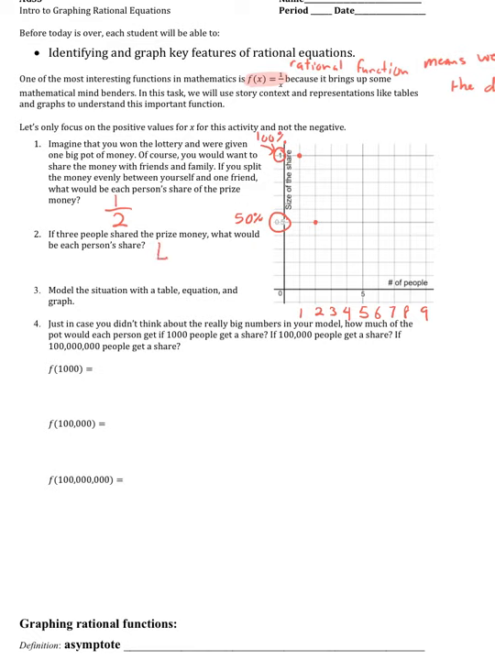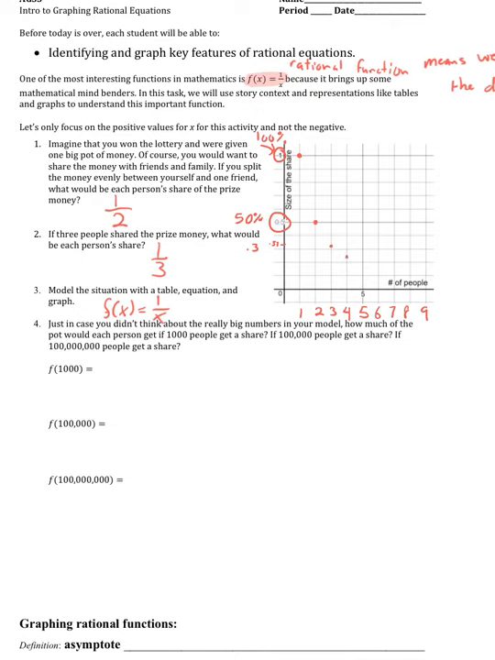And what happens if I split it 3 ways? Okay, so 3 people share it. Then I'm getting 33% of the money, which is going to be somewhere right there. So this is like 0.3, so 0.33 is going to be probably right around there. And then it says model a situation with a table, equation, and graph. So let's start with the equation here. That was what was given to me at the beginning. It's going to be 1 over x, however many people I decide to split with.